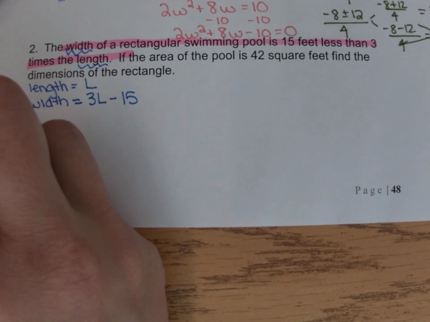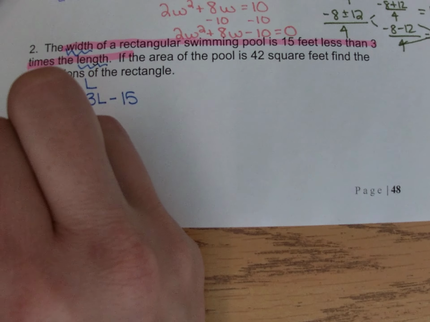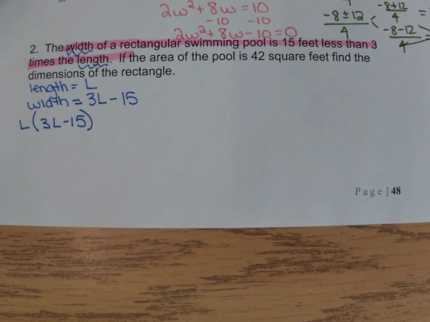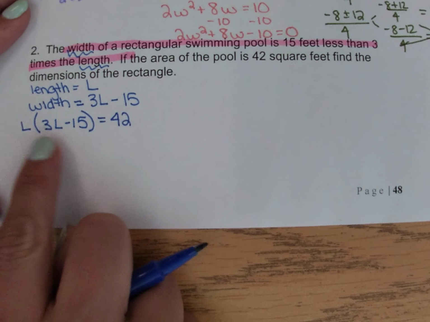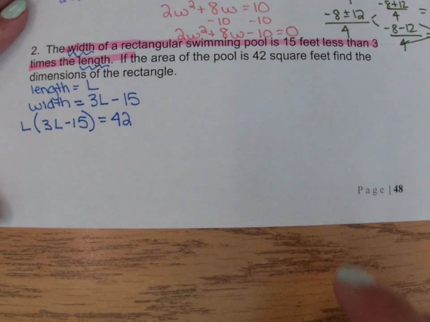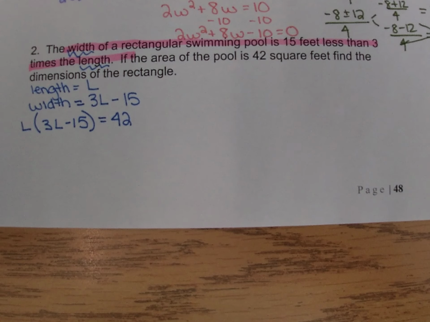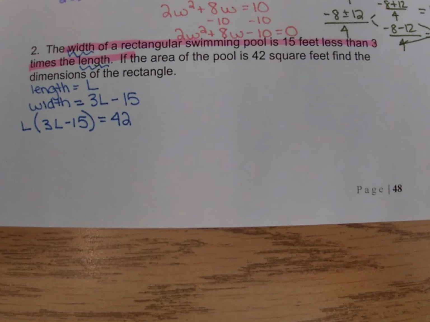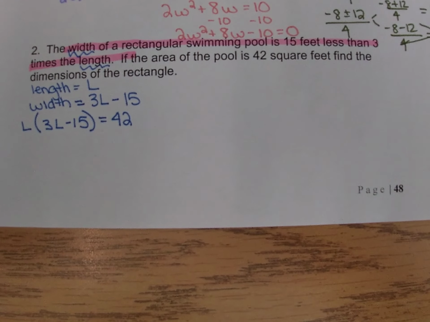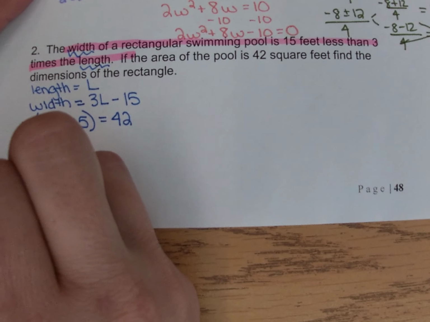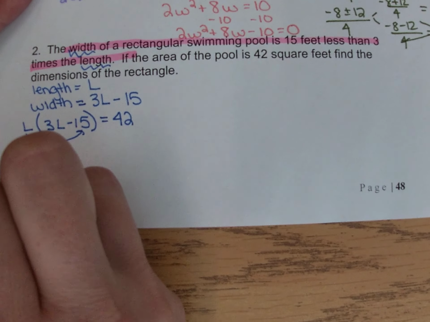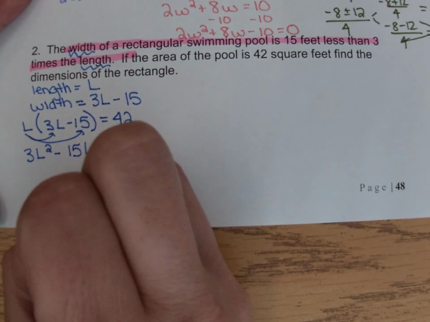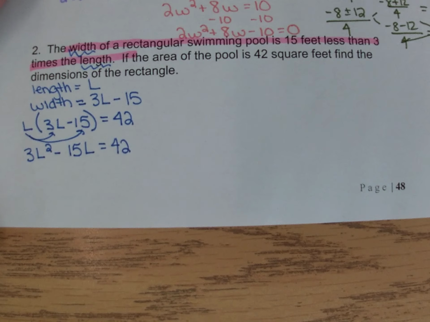I'm going to multiply my length times my width. And I'm going to set that equal to my total area because, right, area equals length times width, and it tells me the area is 42. This gives me an equation I am now able to solve, right? If I want to solve this, I'm going to distribute this L. So L times L is 3L squared minus 15L equals 42.